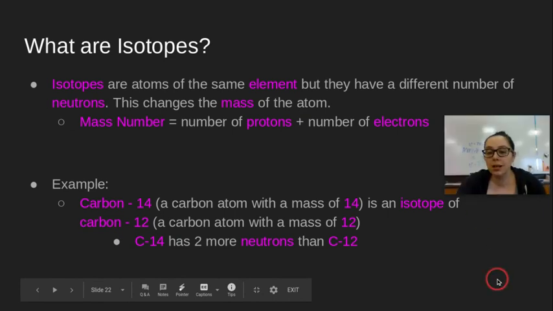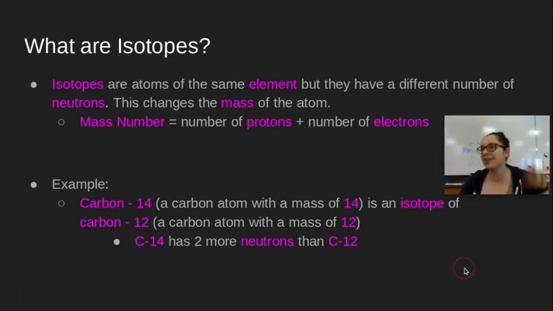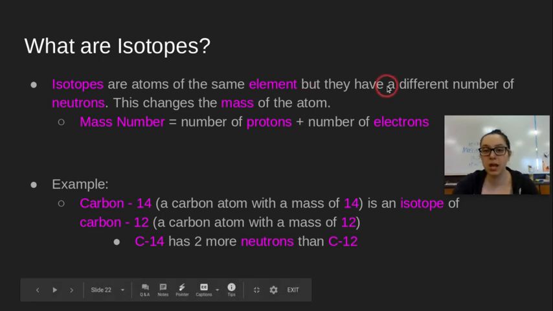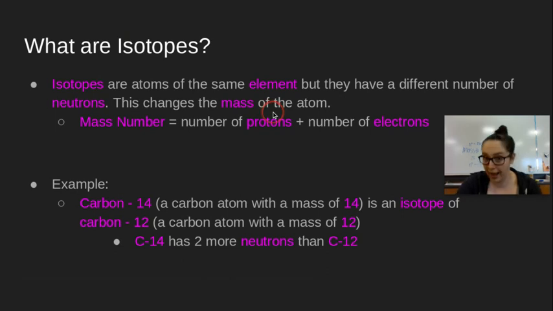All right, that's ions. Gaining, losing electrons, different numbers, same number of protons, same number of neutrons when we would calculate things. But now we're going to talk about isotopes. Isotopes are atoms of the same element, but they have a different number of neutrons. This changes the mass of the atom.